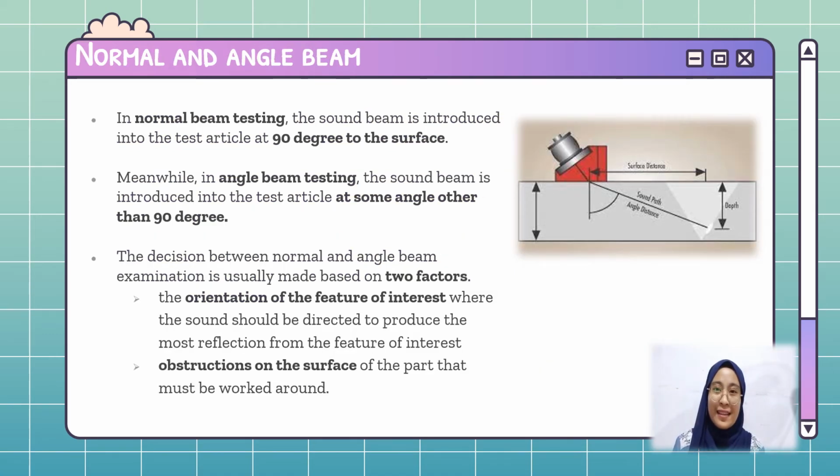In normal beam testing, the sound beam is introduced into the test article at 90 degrees to the surface. Meanwhile, in angle beam testing, the sound beam is introduced into the test article at some angle other than 90 degrees. The decision between normal and angle beam examination is usually made based on two factors: the orientation of the feature of interest, where the sound should be directed to produce the most reflection from the feature of interest, and obstructions on the surface of the part that must be worked around.